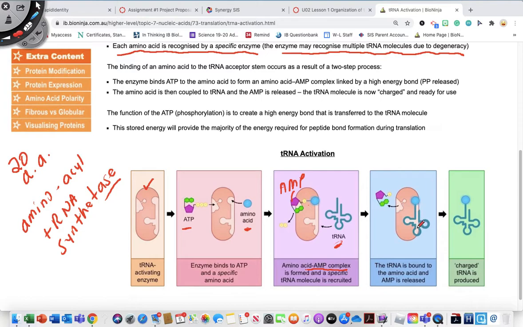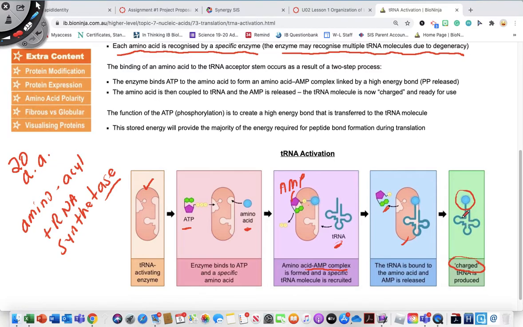And notice that there's different sites for this enzyme substrate specificity. There's a site for the amino acid, there's a site for the ATP, and there's a site for tRNA, which is not something that you've probably seen before in an enzyme substrate complex, but FYI, there's more than one active site. So now the tRNA is bound to the amino acid and the AMP is released. Okay? So now that the AMP is released, that means that this enzyme can say, goodbye, tRNA. You are now charged. And what does that mean? That means that the amino acid is now attached to the tRNA.